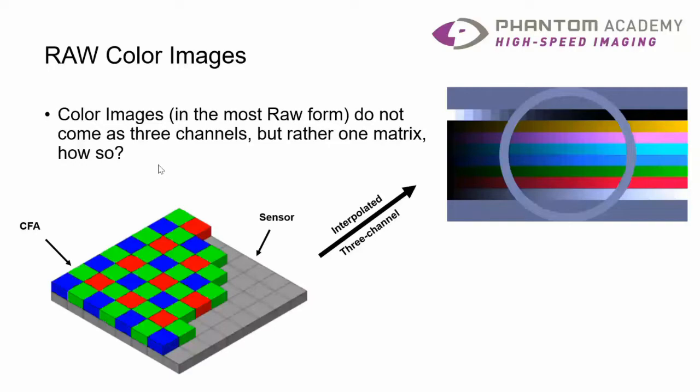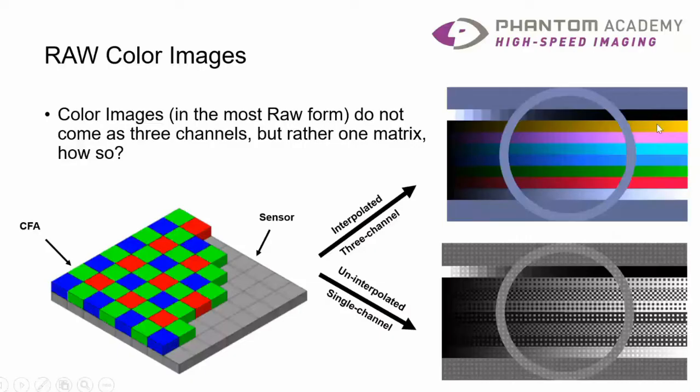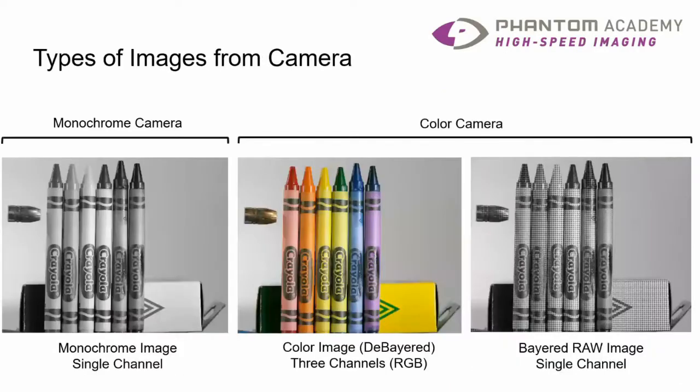Some scientists prefer to use the raw data, which is uninterpolated data coming from a single channel, and if you zoom in to that data, it's like a checkerboard. You can see the different types of images coming from different cameras. The first one is from a monochrome camera, single channel, the next one is from a color camera, interpolated, and the last one is the Bayer raw image from a single channel of a color camera.